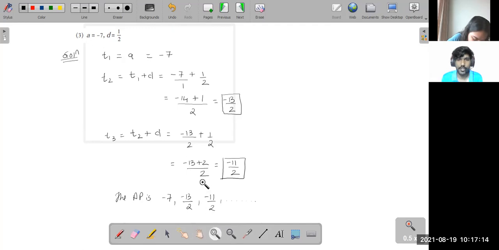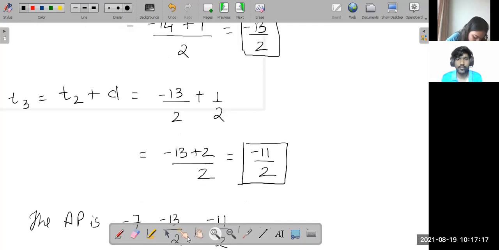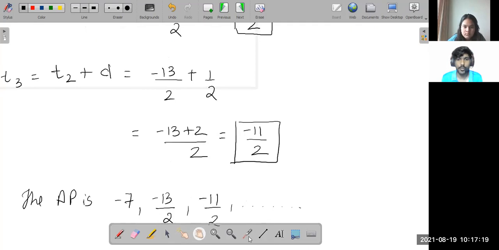One minute. One small mistake is there here. Denominators are same now, so this has to be minus 13 plus 1. I wrote 2 here by mistake. Minus 13 plus 1 is minus 12 upon 2. Got it? And you can divide it also, which you will get minus 6. Correct? 12 divided by 2 is 6.